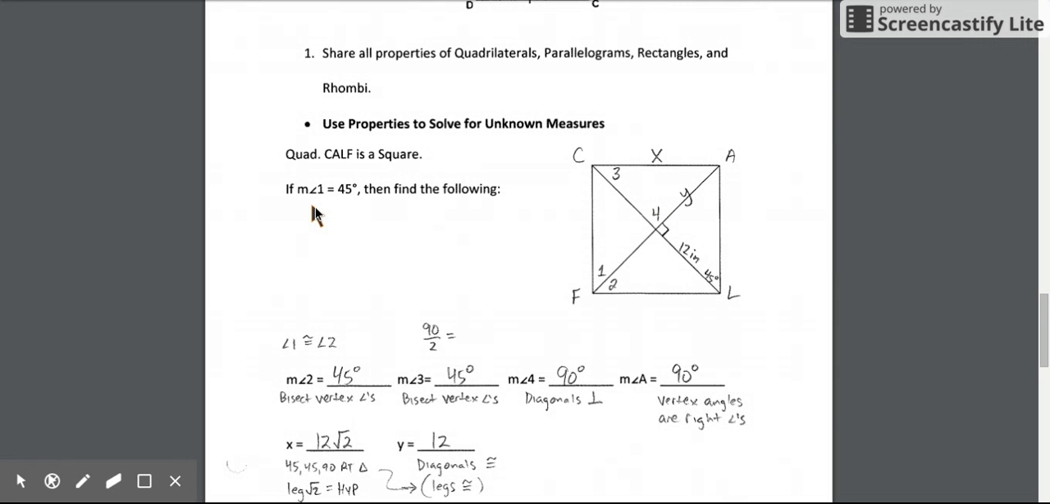Given the condition that angle 1 is 45 degrees, that's always true in a square because the diagonals are always going to bisect those corner angles. It gets that property from the rhombus. So if I bisect 90, or cut 90 in half, each of these halves must be 45 degrees. So angle 2 is 45. Angle 3 must be the same, 45.